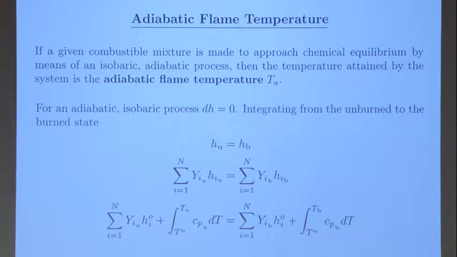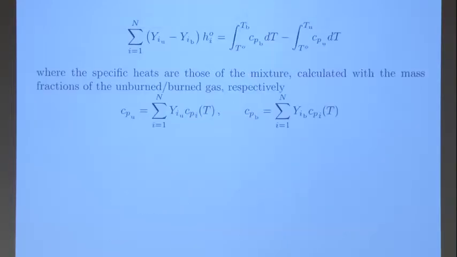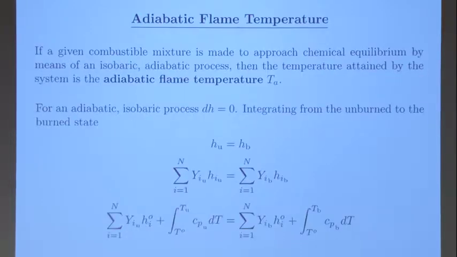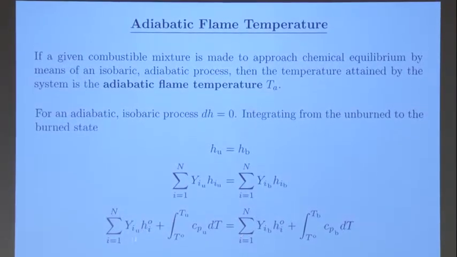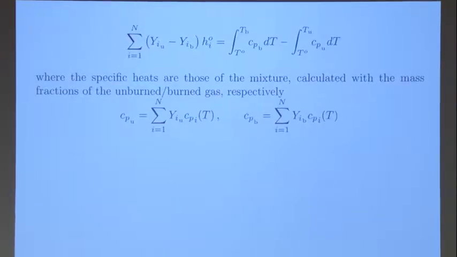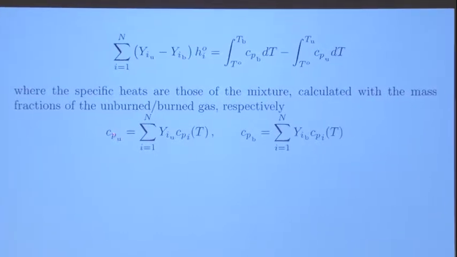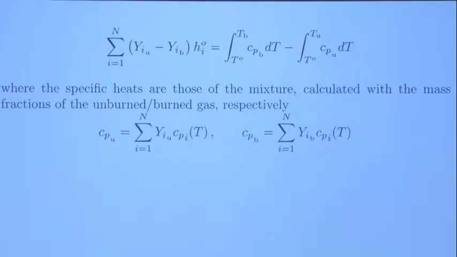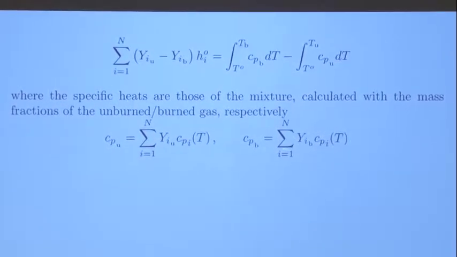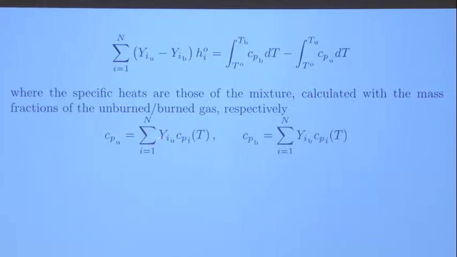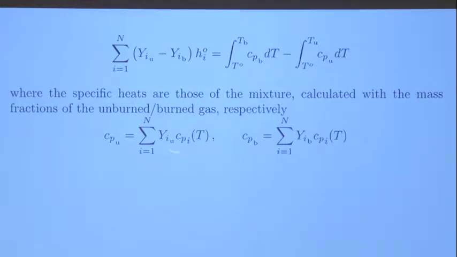Now, if we choose the reference temperature to be, what I did here, I just moved this to the other side of the equation and put the two integrals on the same side, okay? And now remember that I said CP is the CP of the mixture, so this is the definition of CP, right? So it's the sum of YI CPI, either on the unburned or on the burned side, depending on the left expression or the right expression.